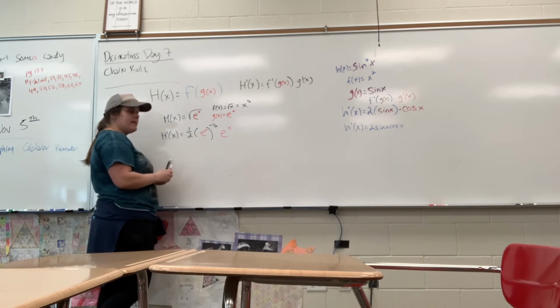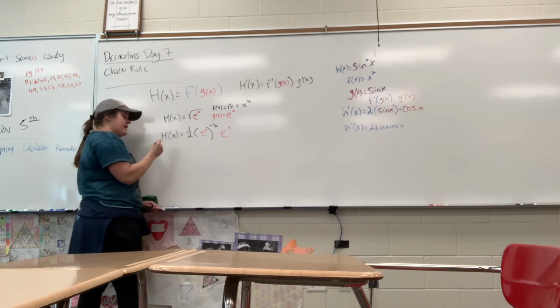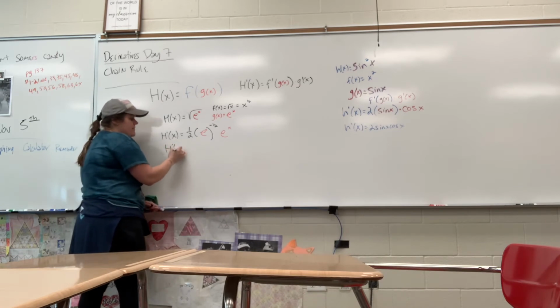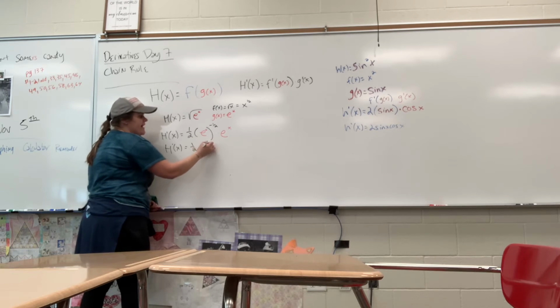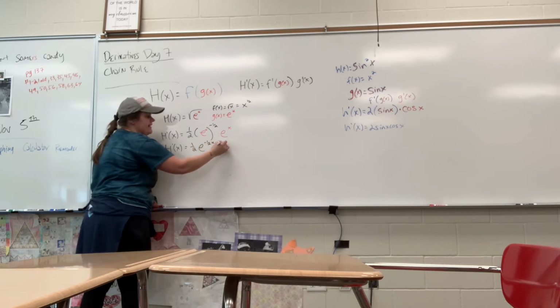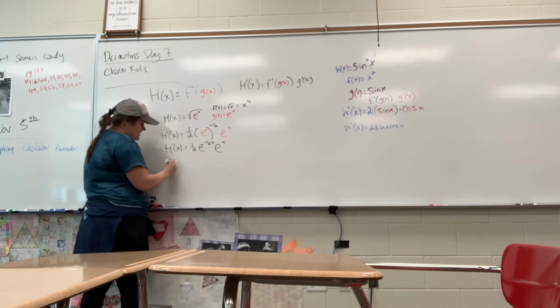So I always think about it like, okay, once I set up my chain rule, f prime of g times g prime, then I just try and maybe make it look a little nicer. So on this one, I do 1/2 e to the negative 1/2 x, times e to the x. Same base, right? So I can add their exponents.